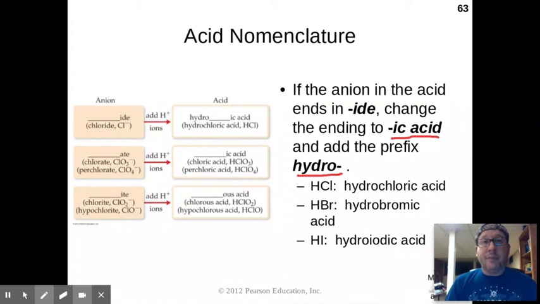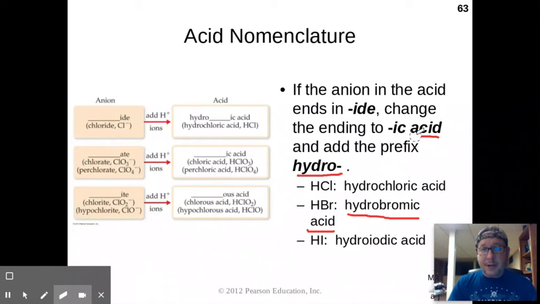Let's look at the acid with hydrogen and bromine. Same formula setup as hydrochloric acid. Bromine is going to be the anion, that's bromide. Remove that IDE ending, replace it with IC acid, and add the prefix hydro, and you get hydrobromic acid. Continuing the trend with iodine, iodine's anion form is iodide. Replace the IDE with IC acid, add the prefix hydro, and you get hydroiodic acid. Okay, so that's our first set of rules.